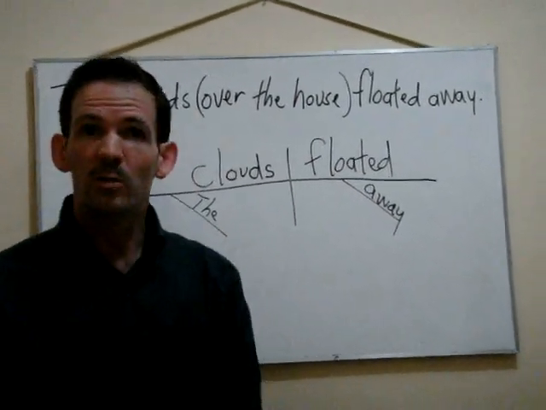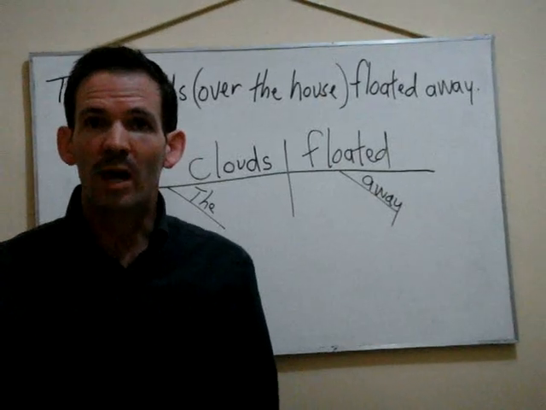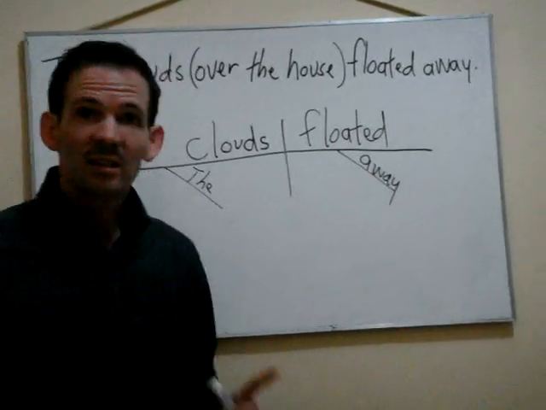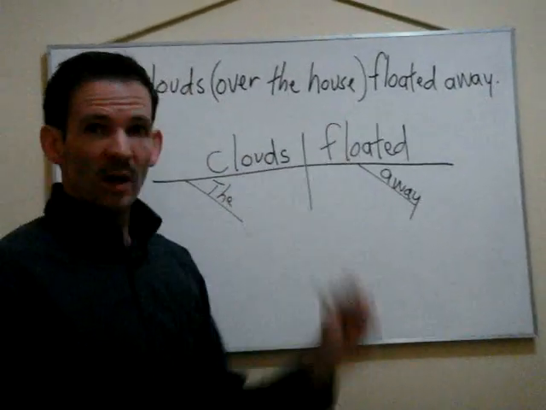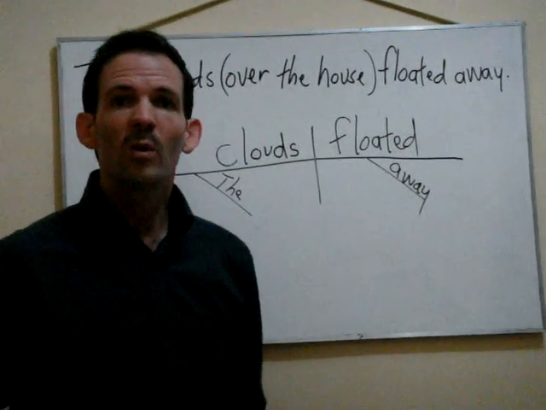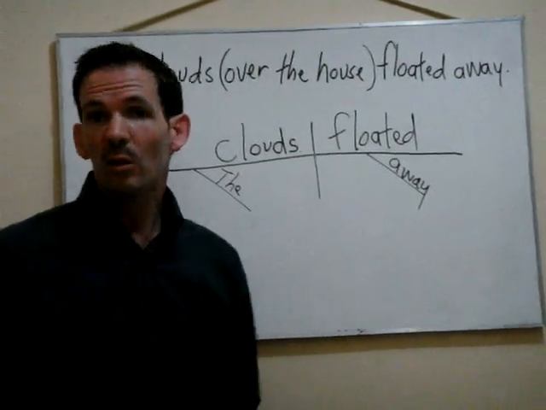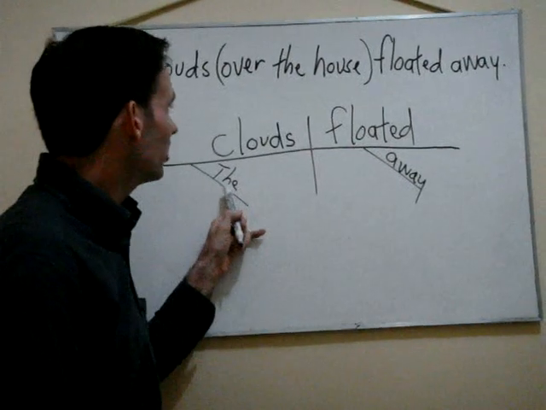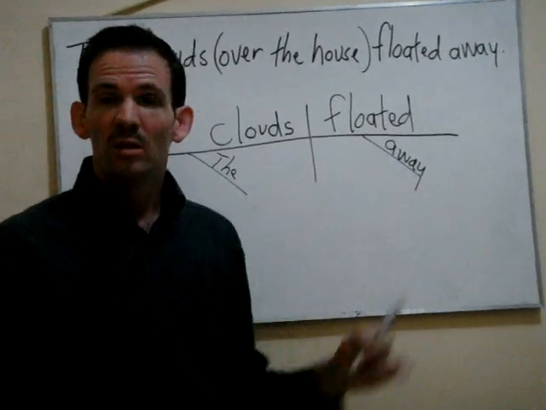That leaves us with the prepositional phrase. How do we diagram one? It's really not that difficult. Prepositional phrases, you will find, always act as modifiers. They really always act as either adjectives or adverbs.